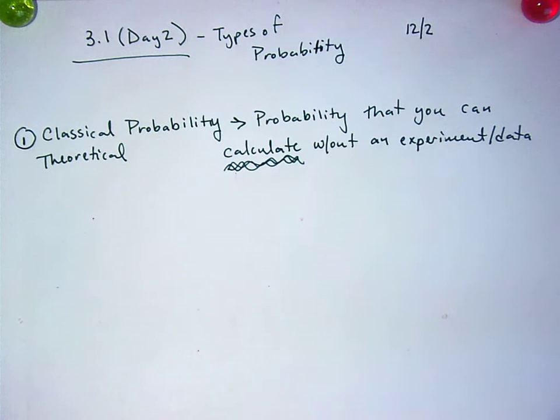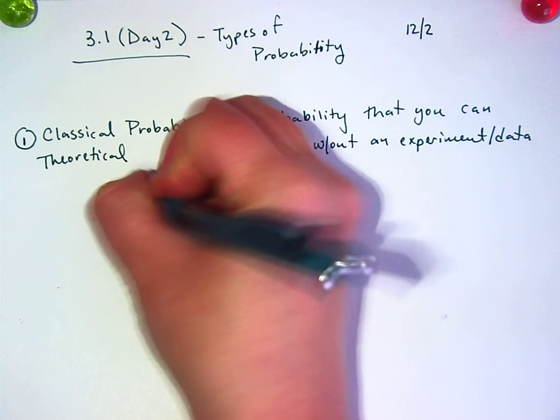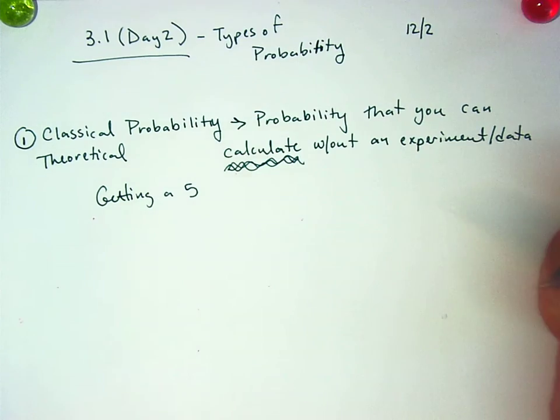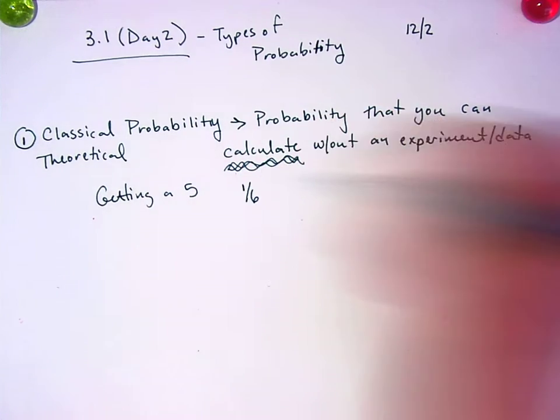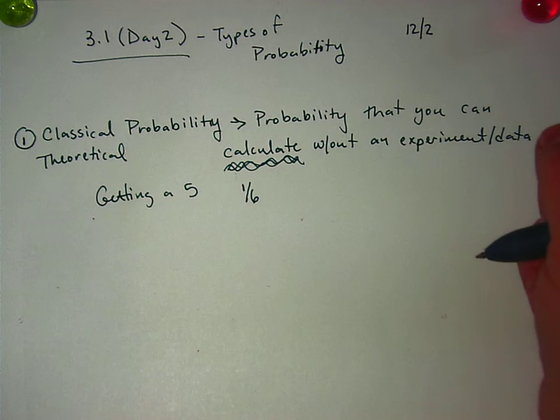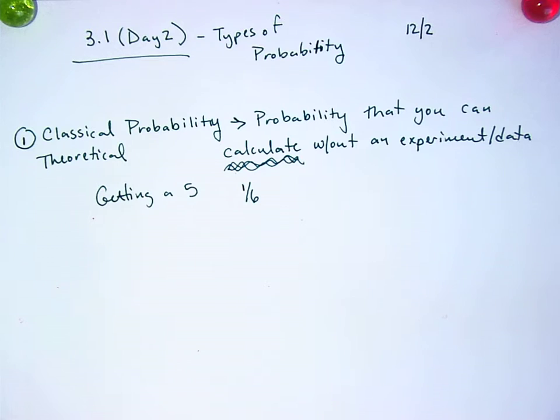Can somebody tell me a probability that we could totally figure out right now without getting any data? A simple probability that you could definitely figure out? Those number cubes, right? What are the chances of getting a 5 on a number cube? 1 out of 6, and I didn't have to roll some dice to figure that out and then look at 1,000 rolls of dice and then calculate exactly what it would be. We just know there's 6 sides, right? And one of them is a 5. Everybody cool with this? Cool.